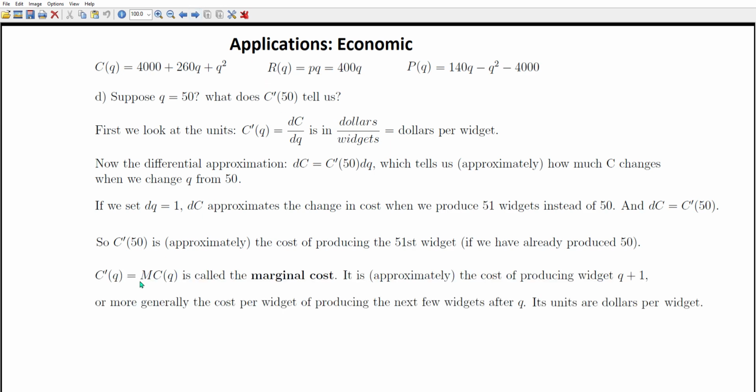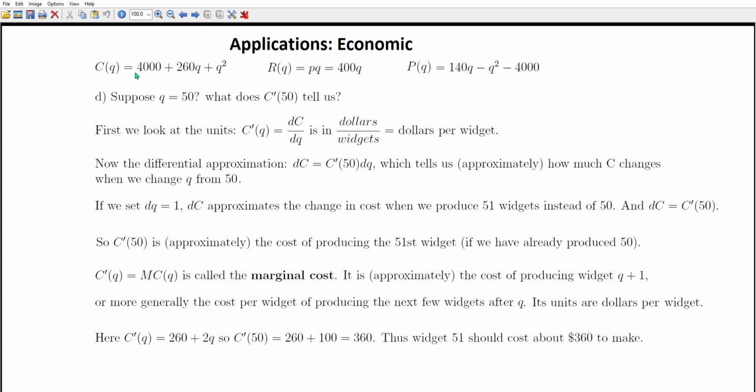C prime of Q, which also goes by the notation MC of Q, is called the marginal cost. It is approximately the cost of producing widget Q plus 1 if we've already produced Q of them. Or more generally, the cost per widget of producing the next few widgets after Q if we've already produced Q of them. Its units are dollars per widget.